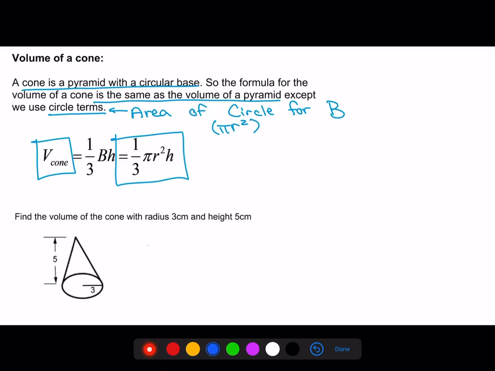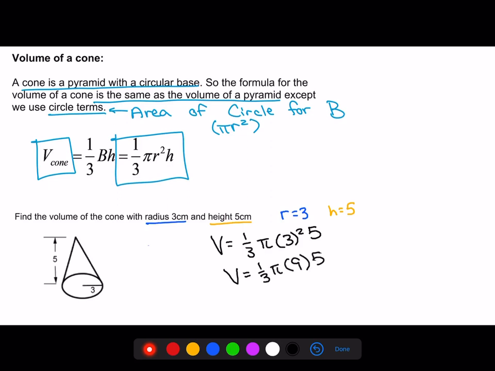All right, find the volume of the cone with a radius of 3 centimeters and a height of 5. So I know r is equal to 3, because the radius is 3, and my height is equal to 5, so h is 5. So I plug those into our volume formula. Volume is equal to 1/3 pi times our radius squared, which is 3 squared, times our height, 5. Volume is equal to 1/3 pi times 9 times 5. Now I'm going to go ahead and do 9 times a third right now to make it so that we're dealing with smaller numbers. It becomes a little bit easier. 9 divided by 3 gives me 3 pi times 5, which gives us our answer as 15 pi.